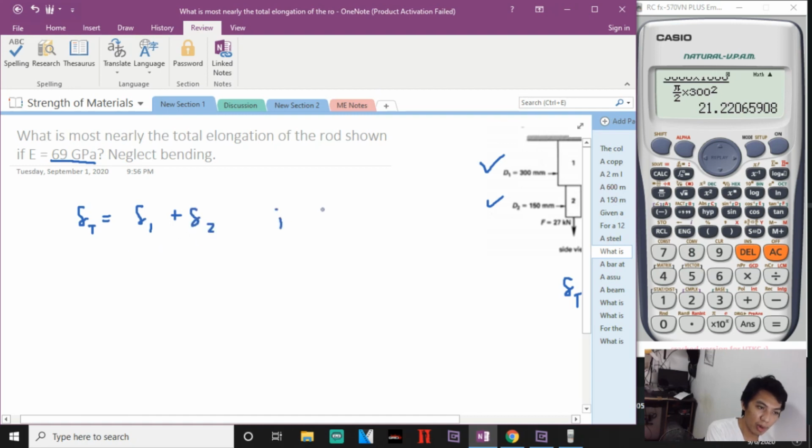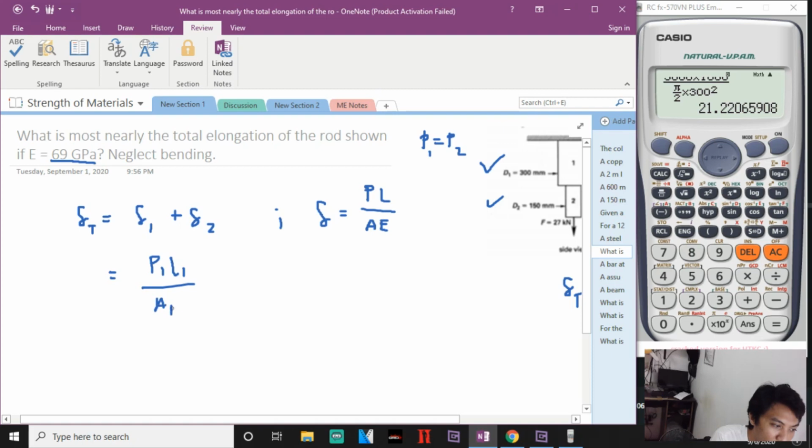Yung formula ni elongation, P L over A E. P1 is equal to P2. So, you might say na ito, P1 L1 over area ni 1, tandaan nyo, si E1 is equal to E2, kasi pareho lang sila ng material na ginamit. Okay? P2 L2 over A2 E2.